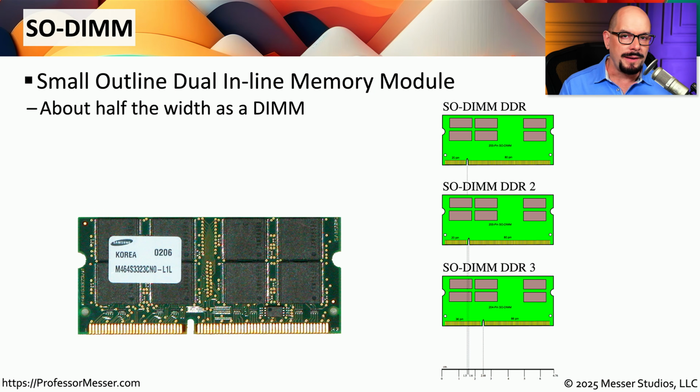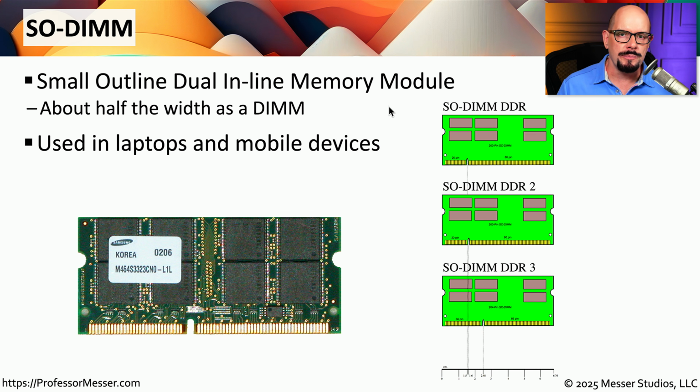If you're working on a laptop or another mobile device, then you're probably not using a full-size DIMM. In order to shrink things down into that smaller size required for a portable device, we use a smaller version of a DIMM referred to as a SO-DIMM. This is a small outline dual inline memory module, and it's about half the size of a normal DIMM. If you need to add or upgrade memory in a laptop, you're probably going to install a SO-DIMM.